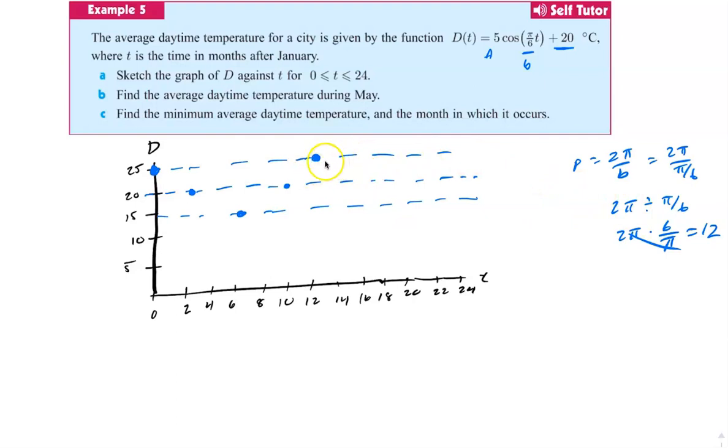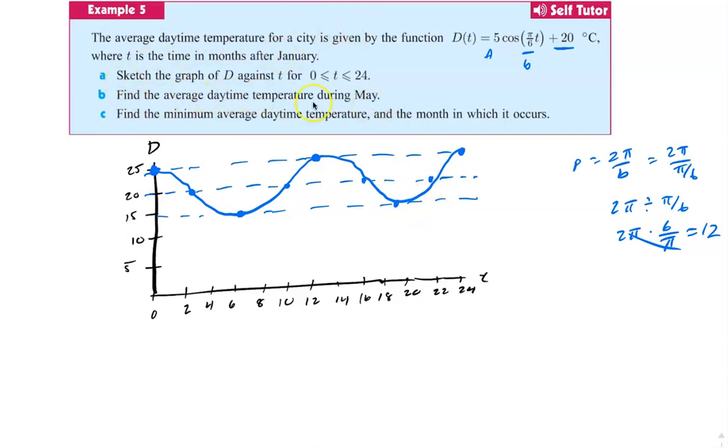So 12 plus another period would be 24, another 12. 12 plus 12 would be 24. So, right there. Whoops. And right there. Halfway would be 18. Halfway between that would be right there and right there. So this is my graph. So there we go.